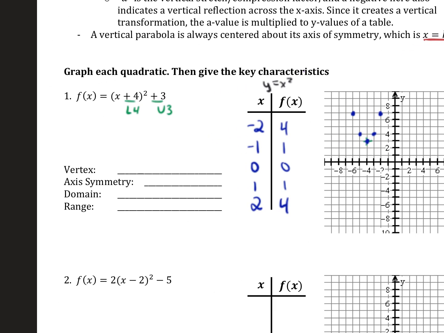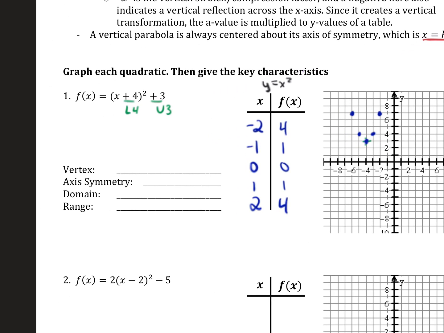Okay, so let's jot down some key information here. The vertex of this parabola is -4, 3. And the axis of symmetry, well, that's going right down the middle. I'll do it as a dotted red line there. That is x equals -4. It's always, for a vertical parabola, the x value of the vertex. Our domain, oh, by the way, don't forget to actually draw the line for your graph with arrows, okay? Do we have to draw the axis of symmetry? Yeah, go ahead and draw the axis of symmetry on these.